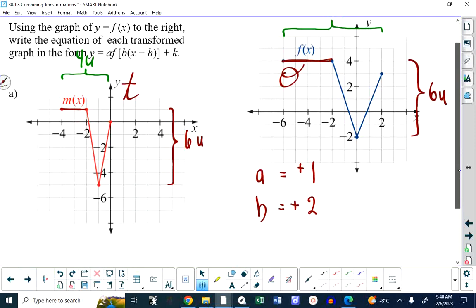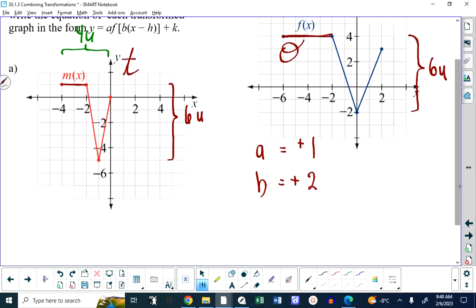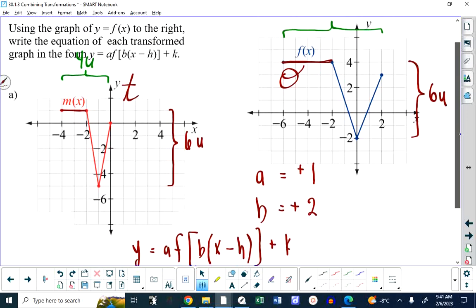And incidentally, since you're asked to determine the equation of the transformed function, the reason why we are doing all of this is because you need to have numbers to put in for A, B, H, and K. We know what A is. A is 1, B is 2. We need H and K. So how do we find H and K?